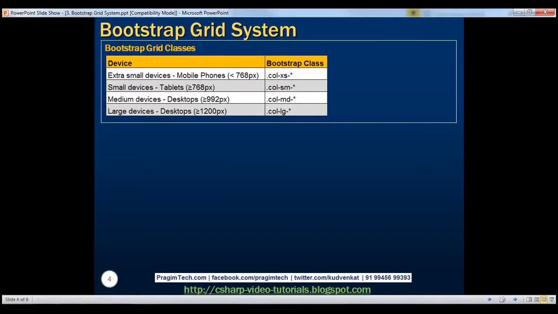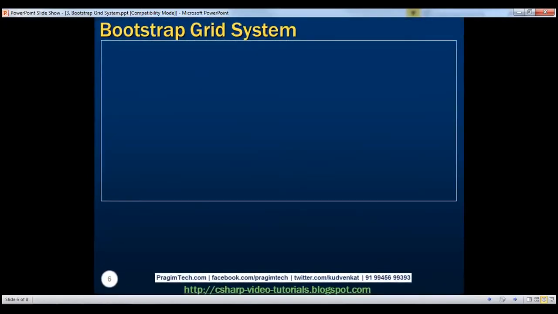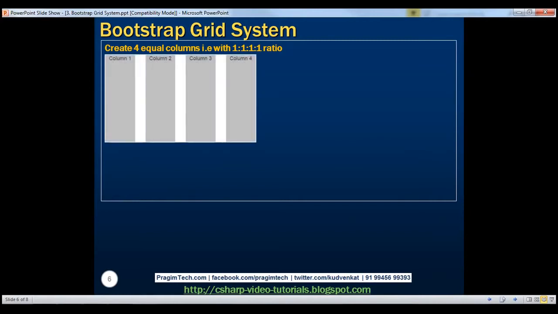Grid columns are created by specifying the number of 12 available columns you wish to span. For example, to create 4 equal columns, we would use col-md-3. Now let's create 4 equal columns, that is with 1:1:1:1 ratio. Here is the example that we just worked with. Now this is what we want to do. We want to create 4 equal columns, that is with 1:1:1:1 ratio. So a column should look like this.